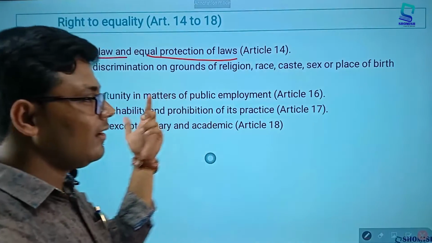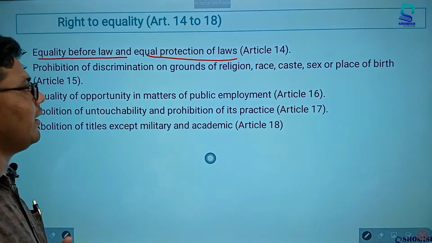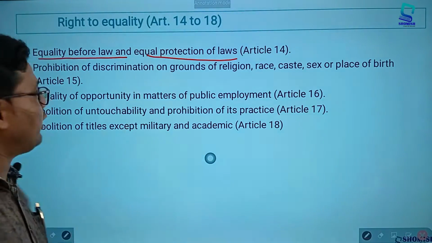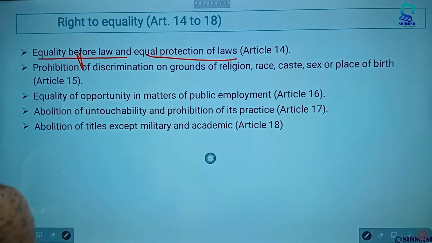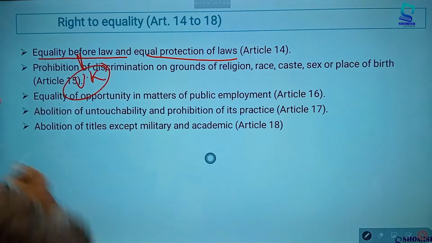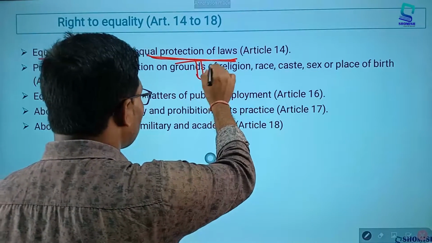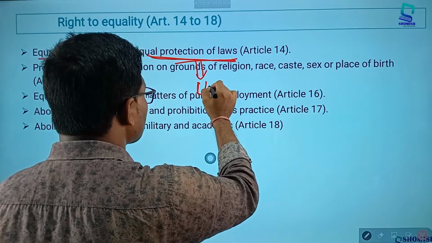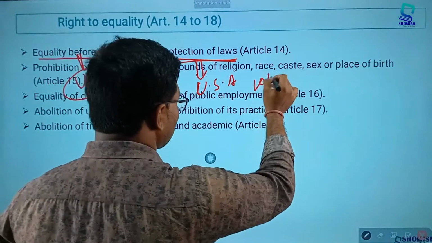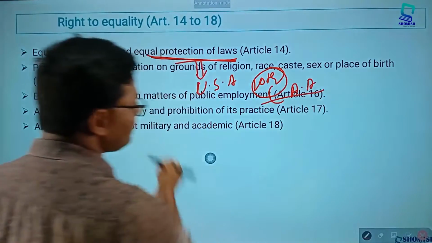Basically, in apparent view, it is quite identical. No, it is not identical. Its meaning is different. Basically, equality before law, this concept is taken from the UK, and equal protection of laws, this concept is taken from the American Constitution, USA, from its 14th Constitutional Amendment.